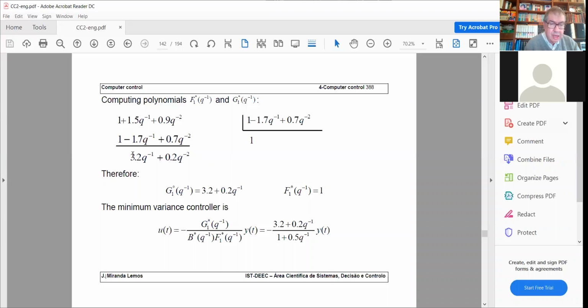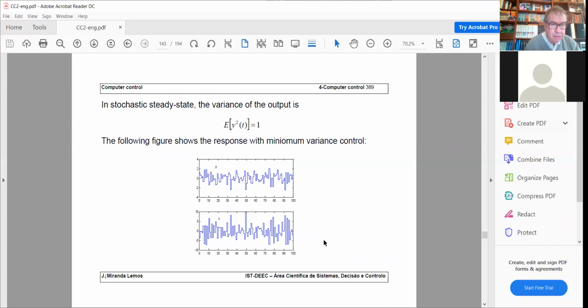And I stop because the delay of the plant is 1, so my F is of order 0, that's a constant. And here I have Q minus 1, G1. So G1 star is 3.2 plus 0.2 Q minus 1. And my F star, F1 star is just 1. Okay? And my minimum variance controller is 3.2 plus 0.2 Q minus 1 over 1 plus 0.5 Q minus 1, like that. Okay? Now, let's see a simulation of the result.